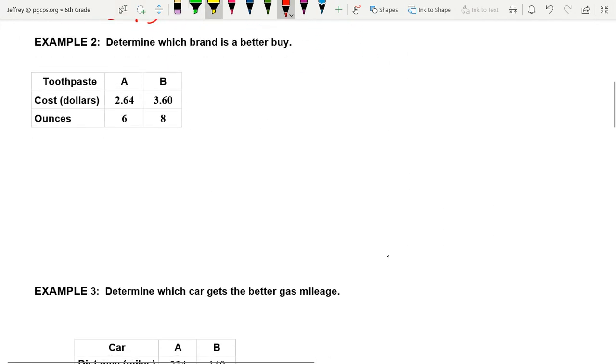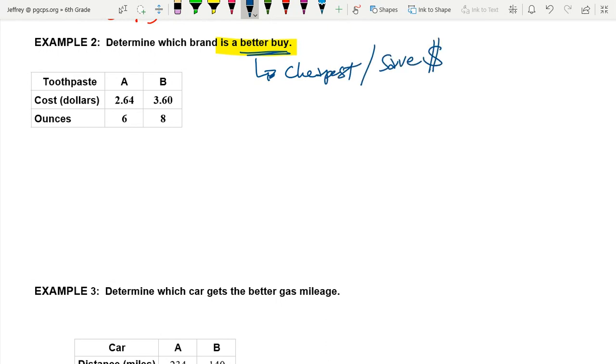Determine which brand is a better buy. When you say better buy, when you go to the store, which one is the cheapest? That means you save money. So which one of these two brands of toothpaste, brand A or brand B, is cheaper? Remember, our units would be dollars and ounces. So let's compare their rates.